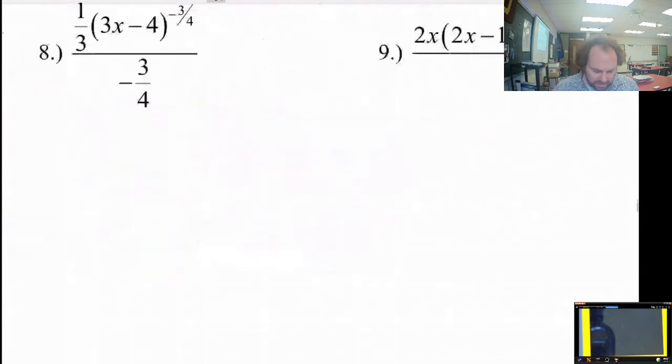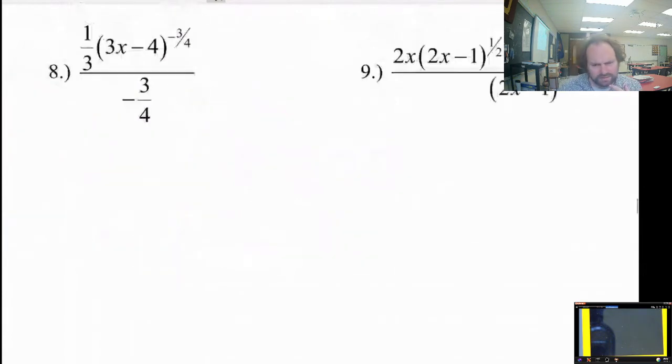Let's take a look at number 8 for a moment. Okay, this one's got a couple fraction things going on here. I'm tempted to just handle 1/3 and 3/4 right now and keep them as a common multiplier out front, but maybe not. Negative 3/4 power. Ooh, that's going to be interesting.